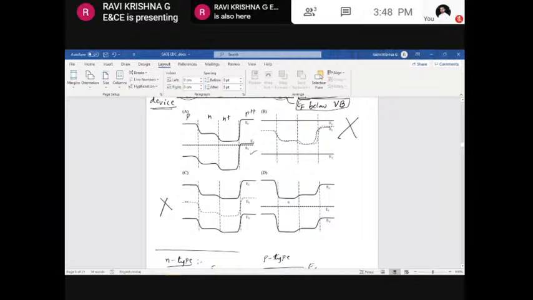Under equilibrium condition, the Fermi level is constant. That is valid. But in this particular case, the Fermi level is above the valence band in the P double plus region, the heavily doped p-type material. That is not actually correct. Here this distance, this energy difference, is very large, and in this P double plus region the Fermi level should fall below the valence band. So this option is also not correct. The correct option is option A.